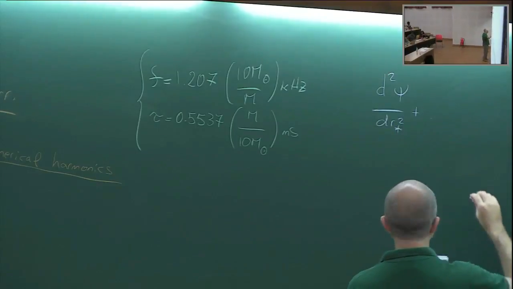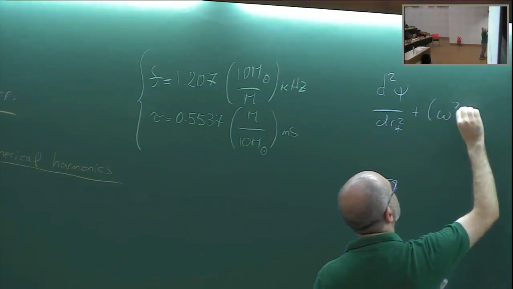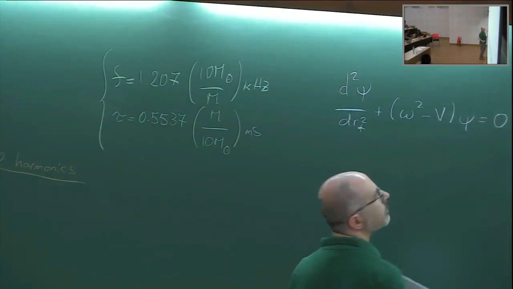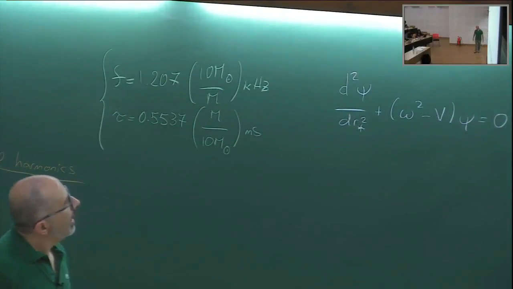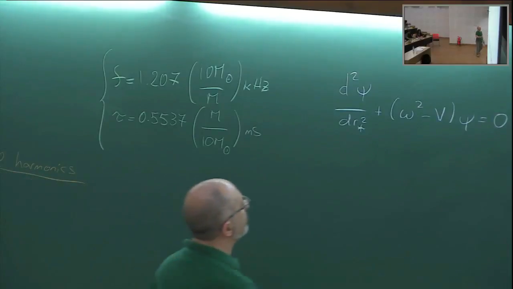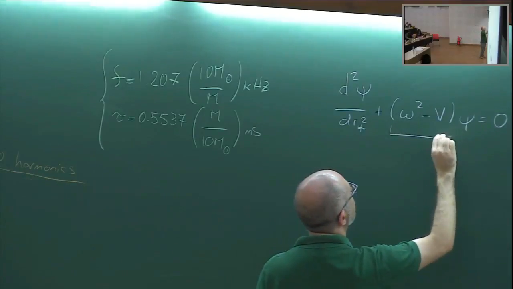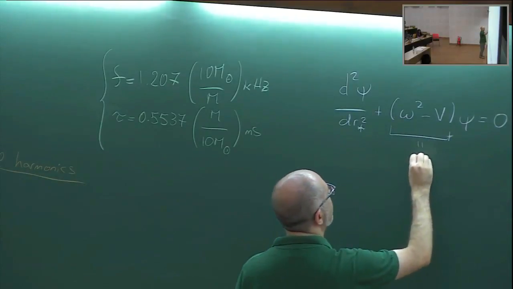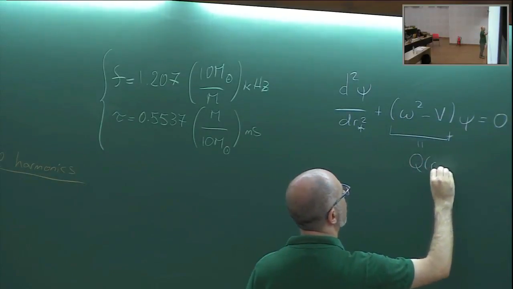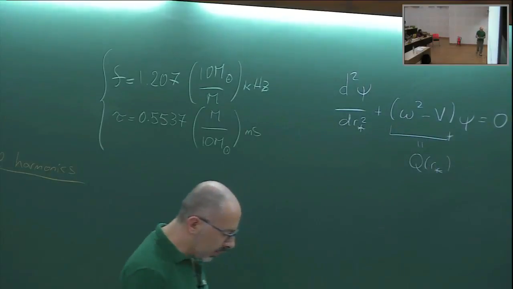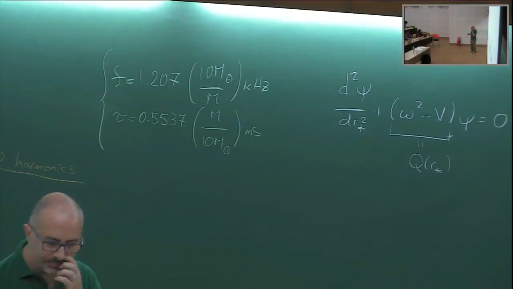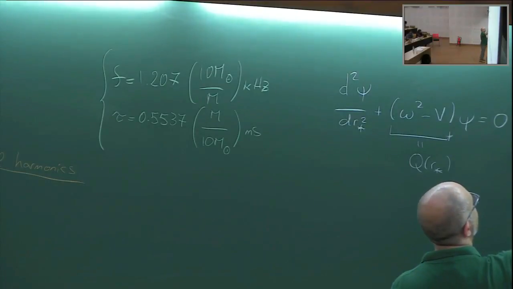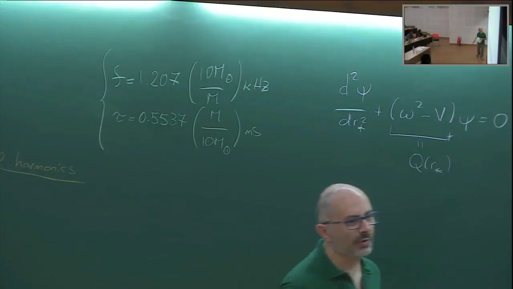And let me write it like this. Okay? And let me define this quantity here, first chalk broken, as Q of R star. Okay? And also let me redefine R star to be X, because I don't want to be writing stars all over the board. Okay?